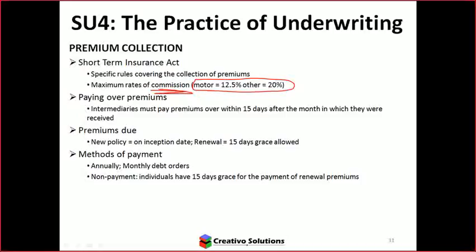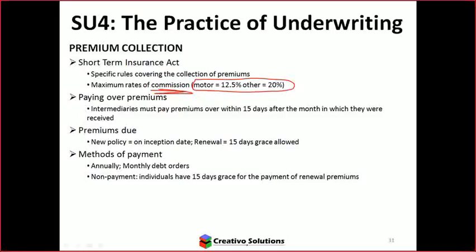Right, so what happens when a renewal occurs? Well, that means that they've renewed your cover for another 12 months. Remember, if it's short-term, it gets reviewed every 12 months because they need to establish risk and do some underwriting again. Right, so with a new policy, premiums are due on inception date.